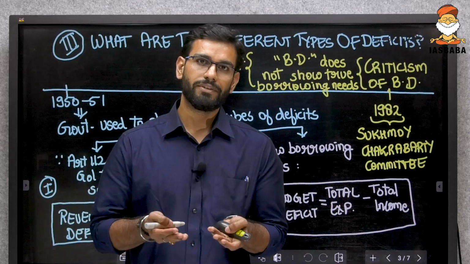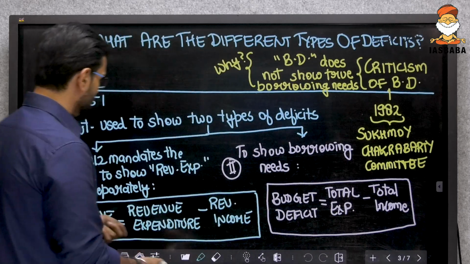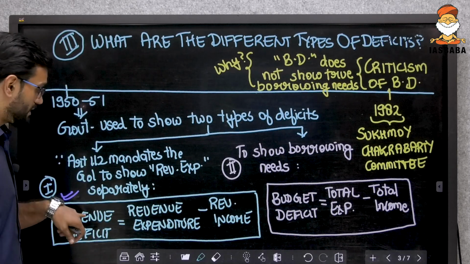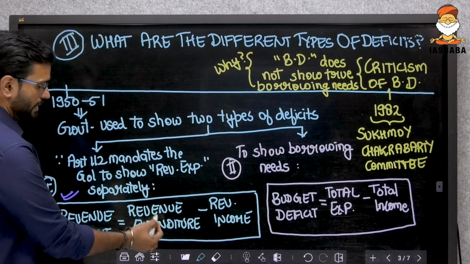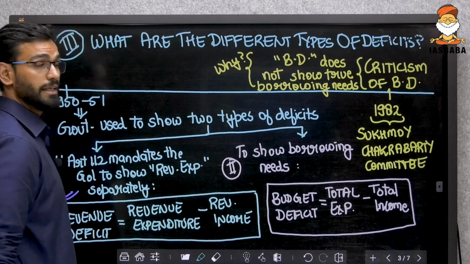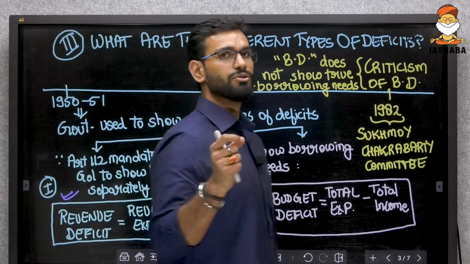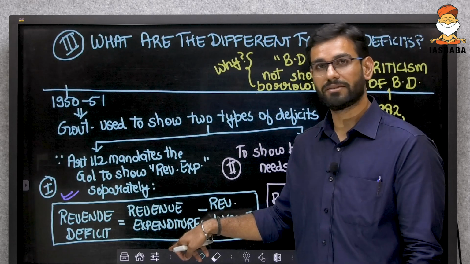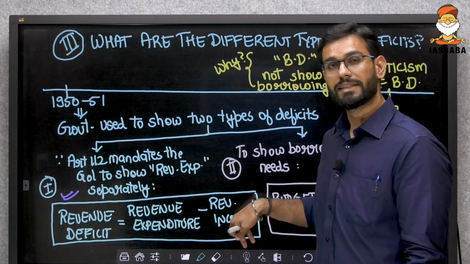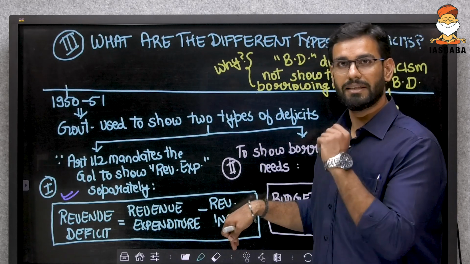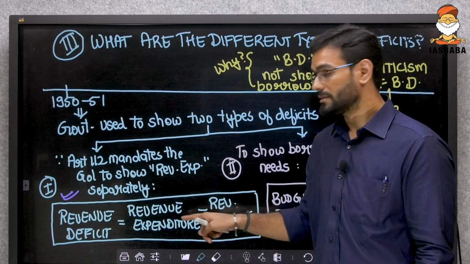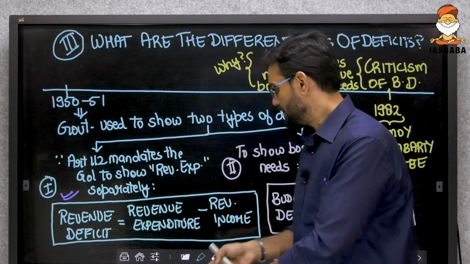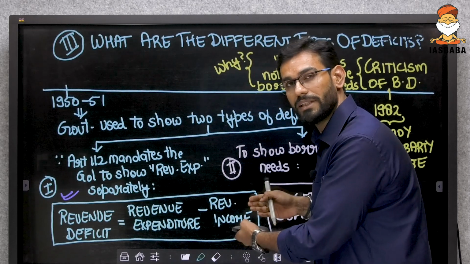Might as well show revenue income also, and that is why one of the first deficits that we started to show was revenue deficit, which is nothing but revenue expenditure minus revenue income. Now, what does this deficit show? If you remember, revenue expenditure means salary, subsidies, etc. And revenue income means what? Taxes. All these incomes are taxes. It means you have to pay more salary, subsidies and pensions than you are receiving as your revenue income.